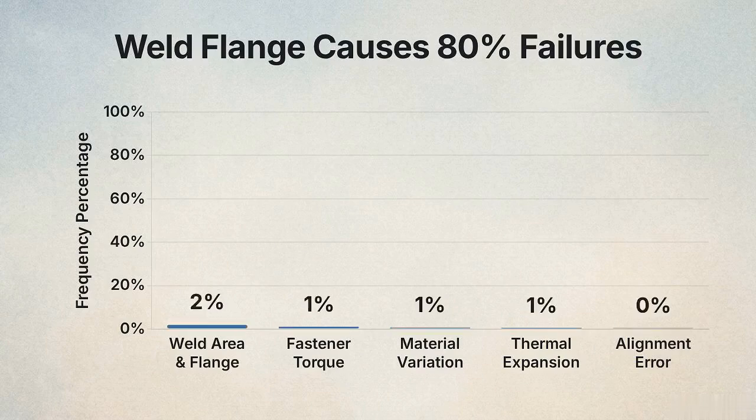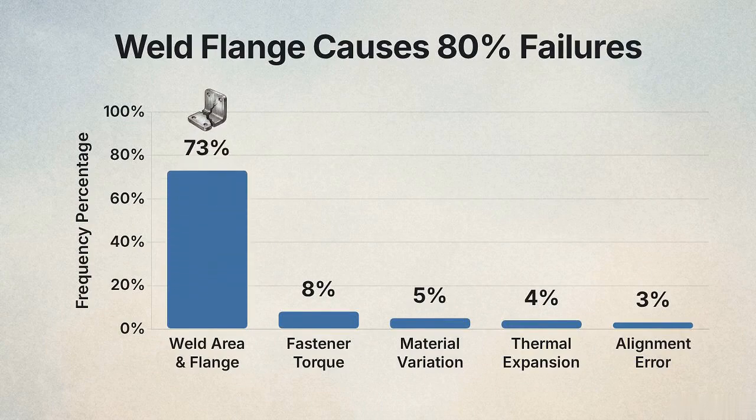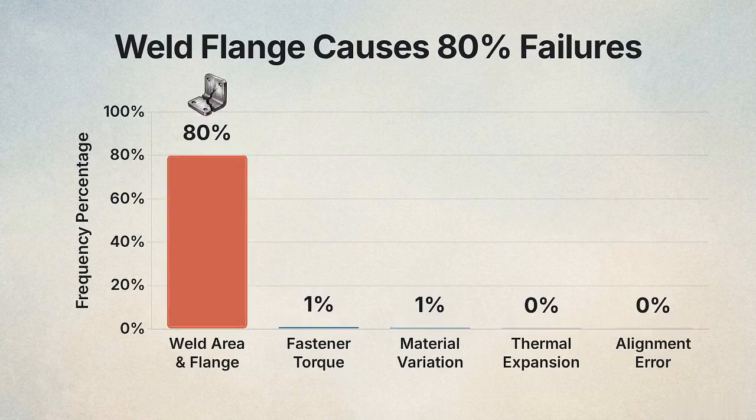This Pareto chart categorizes our failure types. Out of all anomalies, there is an 80% statistical spike strictly at the weld area and mounting flange. This visualization eliminates the vast majority of variables. The team now has one precise physical location to investigate.